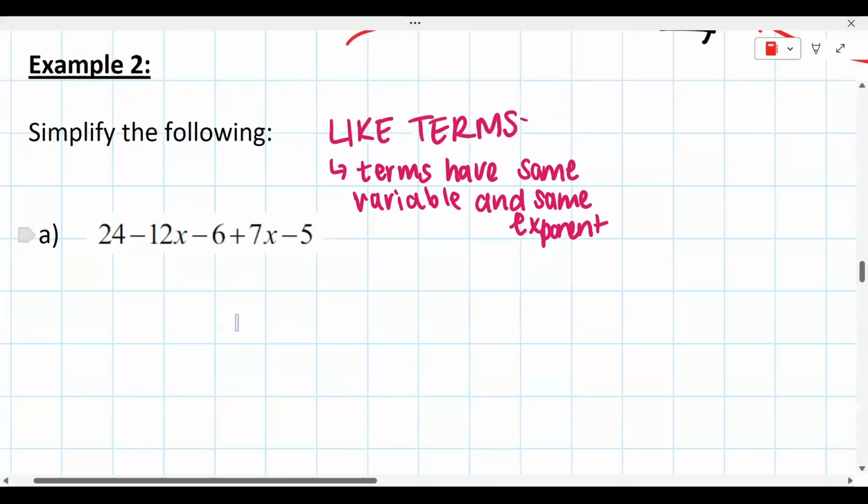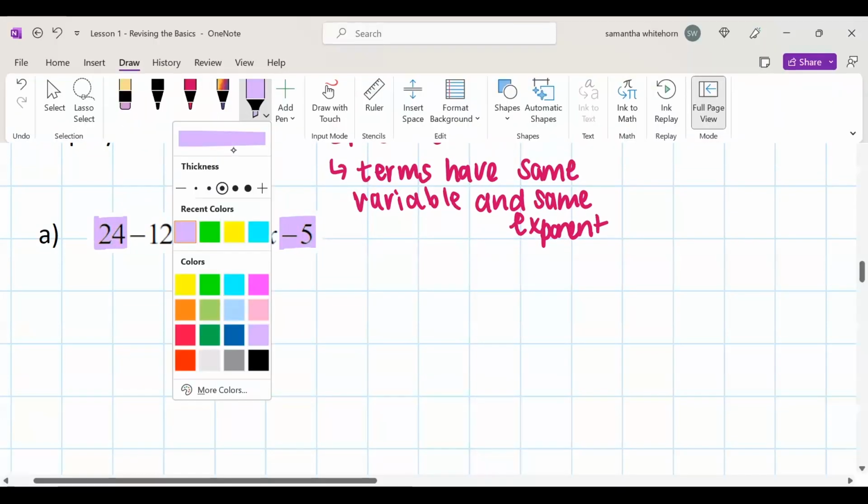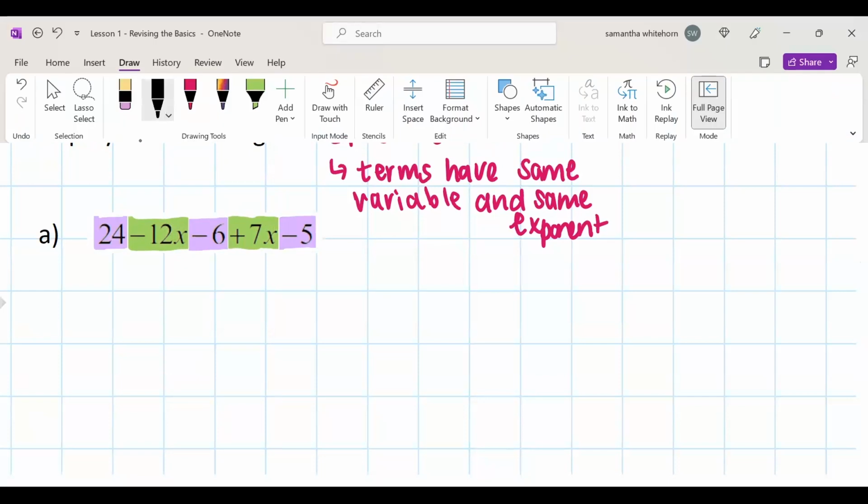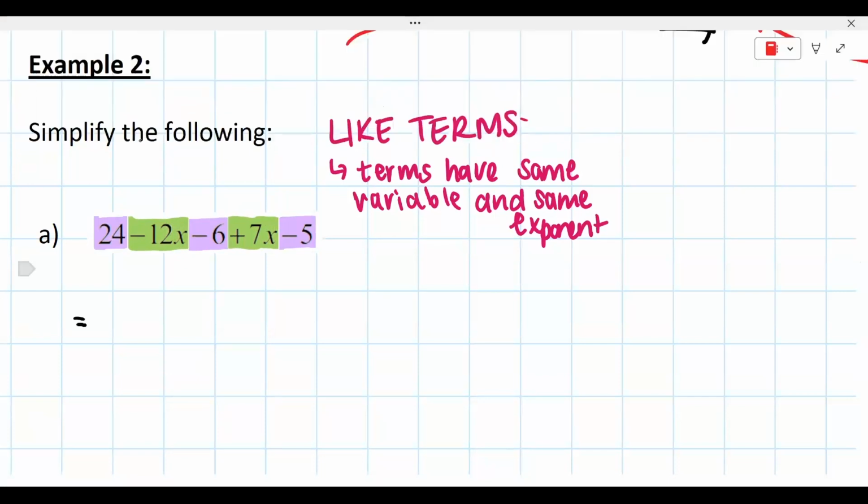Looking at our first expression, we've got a constant term of 24. We also have a constant term of -6 and a constant term of -5. So I'm able to start grouping my like terms. If I now have a look, I have a term of -12x and a like term of +7x. Now, guys, if you prefer to group your terms first before you add or subtract, that's fine.